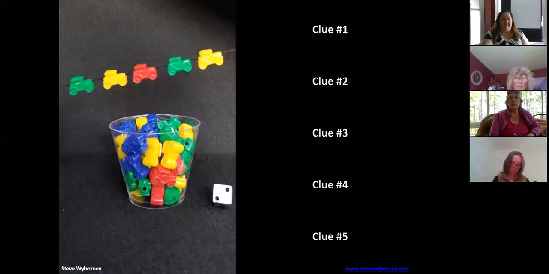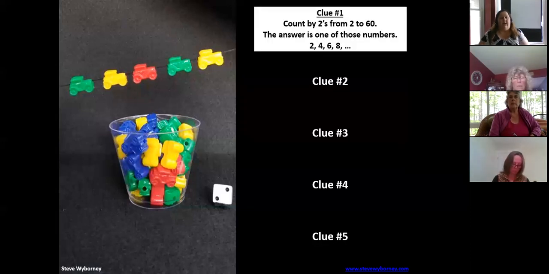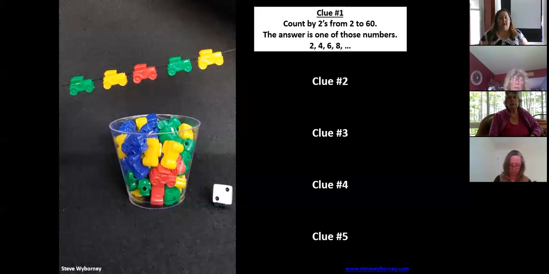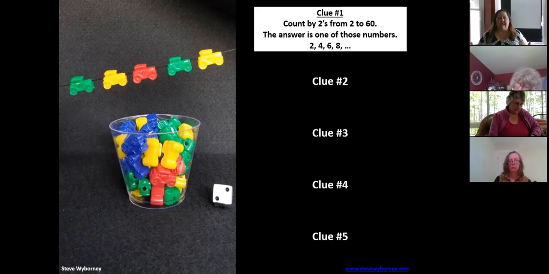So clue number 1, if I count by 2s from 2 to 60, the answer is one of those numbers. So if I'm counting by 2s, I know that I'll land on that number. So what do we know from this clue? We know it has to be an even number, right? So if you estimated and you had an odd number, you could readjust your estimate. And if we counted from 2 to 60, my answer is going to be one of those numbers. So I know right now that obviously it's more than 2, but it's also going to be less than 60.